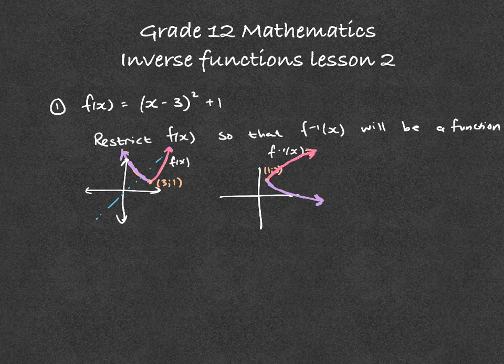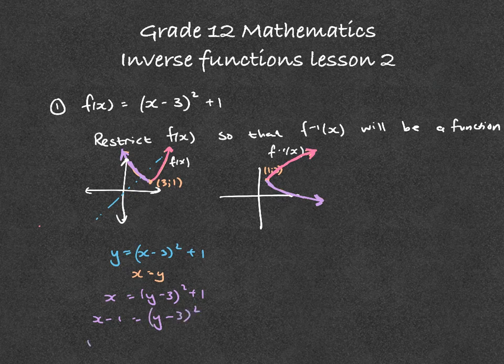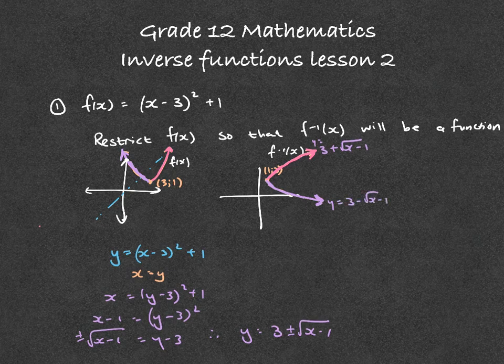Alright, so let's do the equation as well now. If the original equation was y equals (x minus 3) all squared plus 1, and I'm finding the inverse, so when x is equal to y, that becomes x is equal to (y minus 3) all squared plus 1. So you minus 1 on both sides, it's (y minus 3) all squared. And then you square root on both sides, so plus or minus the root of (x minus 1) is equal to y minus 3. Therefore, y is equal to 3 plus or minus the root of (x minus 1). So this is y equals 3 plus the root of (x minus 1), and this one is y equals 3 minus the root of (x minus 1).